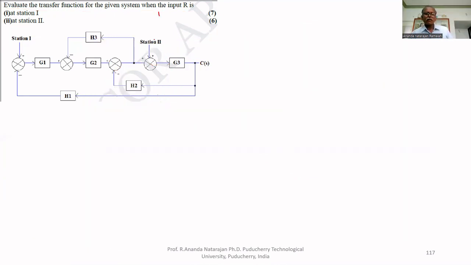Now let us find for station 2 equal to R of S. Here, station 1 equal to 0. That's why the summing block becomes just a line. This minus sign comes here.